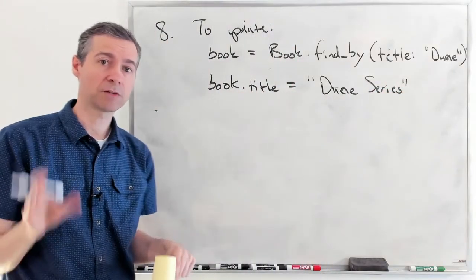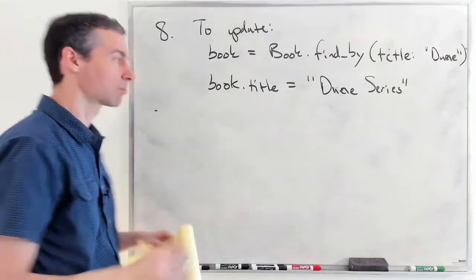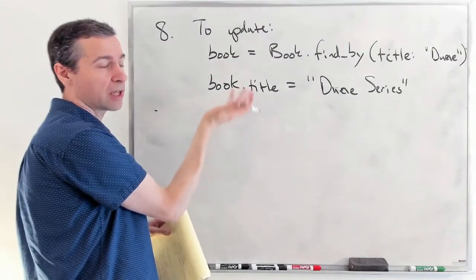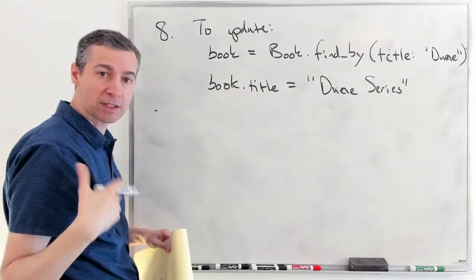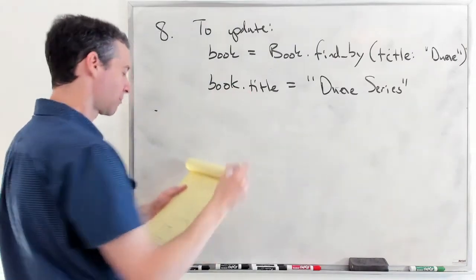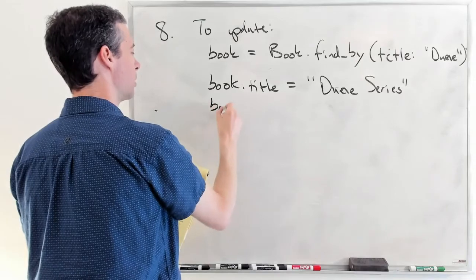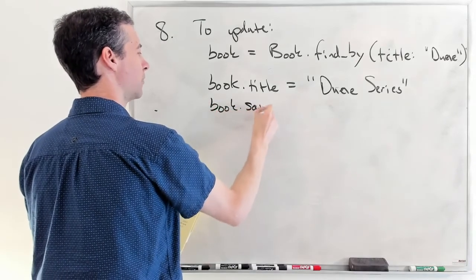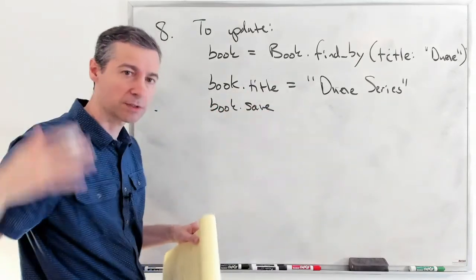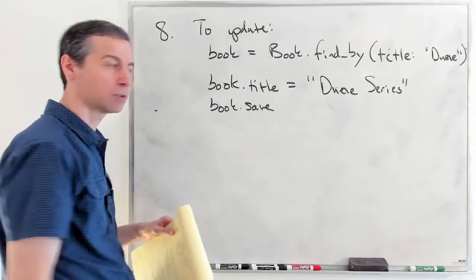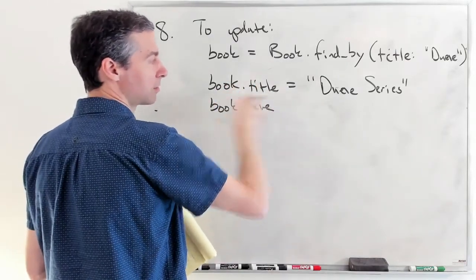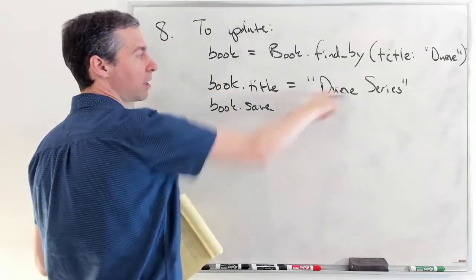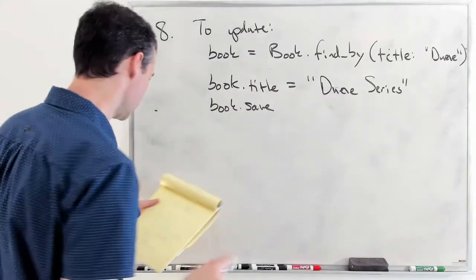It has not yet written into the database though. It's only changed the object in memory at this stage. It hasn't changed the database. To make sure I change the database, I have to call save on it. This then will cause an update statement to be issued such that the row in the table with this book's ID gets its title changed to Dune series.